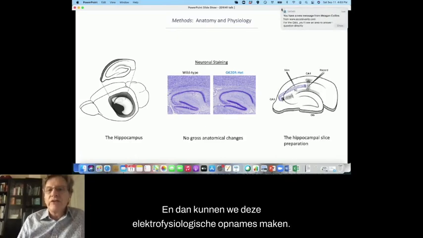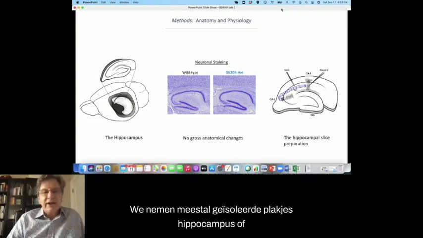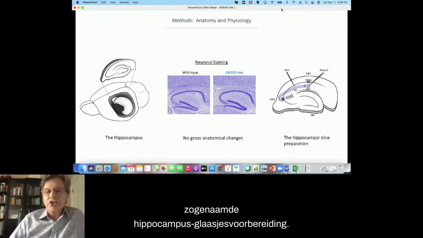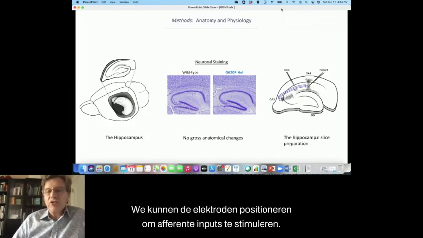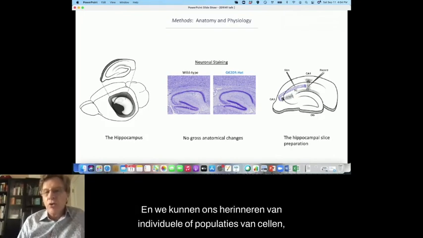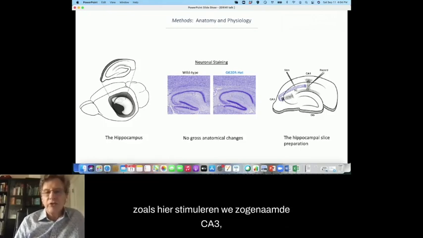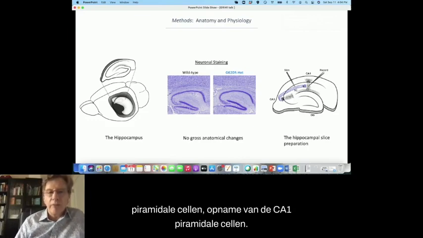And then we can make these electrophysiological recordings. We typically take isolated slices of hippocampus, the so-called hippocampal slice preparation. We can position the electrodes to stimulate afferent inputs, and we can record from individual or populations of cells, such as here we're stimulating so-called CA3 pyramidal cells, recording from the CA1 pyramidal cells.